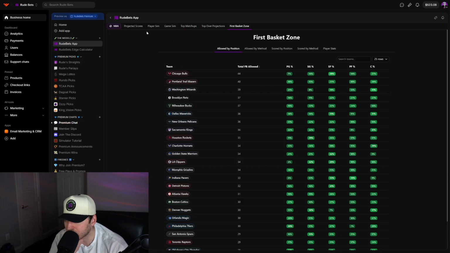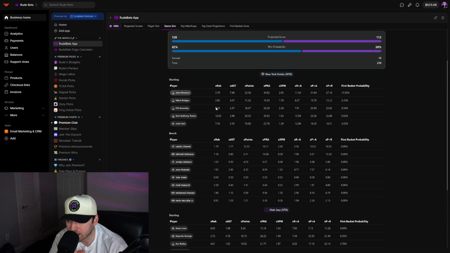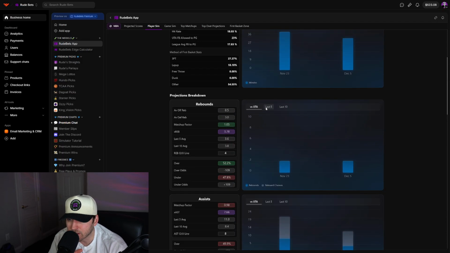But yeah, that's pretty much it. It's a very simple app to use once you understand what you're looking at. Once again, you click on a game and then you have all your information from there. You click on a player and you got all your information from there. And you can really get into the weeds with this stuff and look for plays that you like.